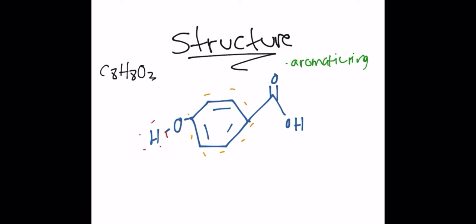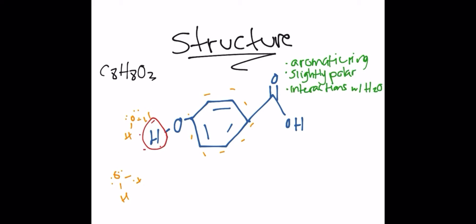However, over here we do have this acidic hydrogen attached to this oxygen, which allows for separation of charge. And this separation of charge allows the molecule to be slightly polar and then can form interactions with water, like hydrogen bonding interactions. And this is good because it allows methylparaben to be absorbed through the skin, which mostly consists of water.